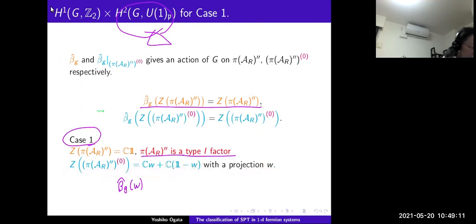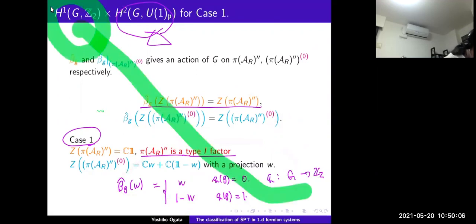It's two-dimensional. Now let us try to apply beta g hat to this W. What kind of projection is it? It has to belong to the center of the von Neumann algebra because of this. And it has to be a projection, and it should be neither 0 nor 1. As a result, the only choice we have is that it should be W or 1 minus W. Let's decide that our number Qg is equal to 0 in the first case, and Qg is equal to 1 in the second case. Then you can see that this Q, a map from G to Z2, is actually a group homomorphism. And like this, we get this index for case 1.